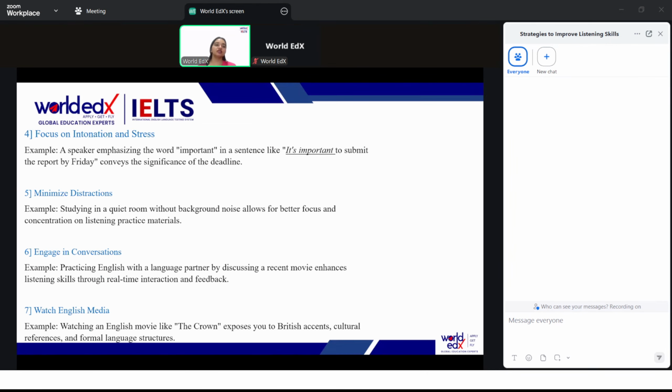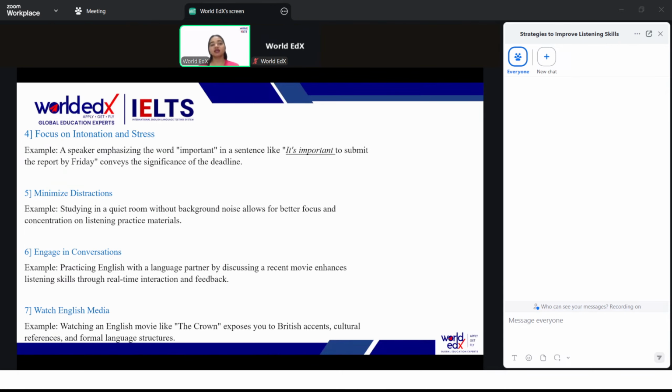The next is focus on intonation and stress. It means that when it is going to be a final answer, you will be able to understand it in the way that the answer is going to be spoken to you. So let's say, it is important to submit the report by Friday. It conveys the significance of the deadline, and the fact that you will not have any time after Friday. So this is the intonation.